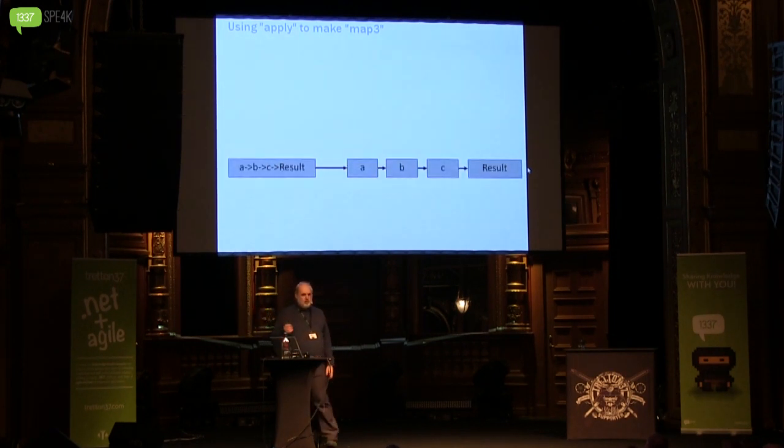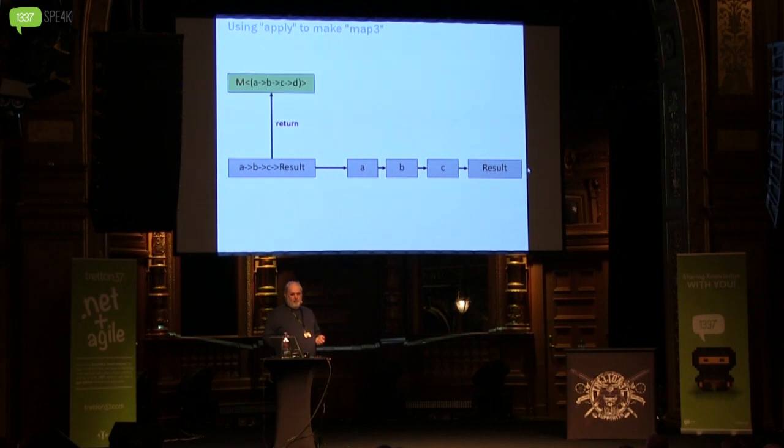So let's see how it works in practice. Here is our ABC input, 3-parameter function, and it spits out some kind of result. And in the normal world, we'd pass in these 3 parameters and get back a result. But we know we're going to have to turn everything into M things.